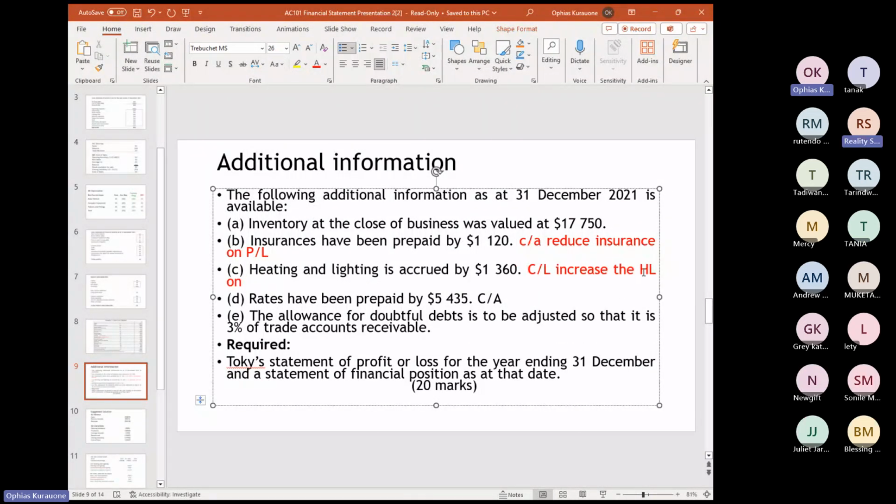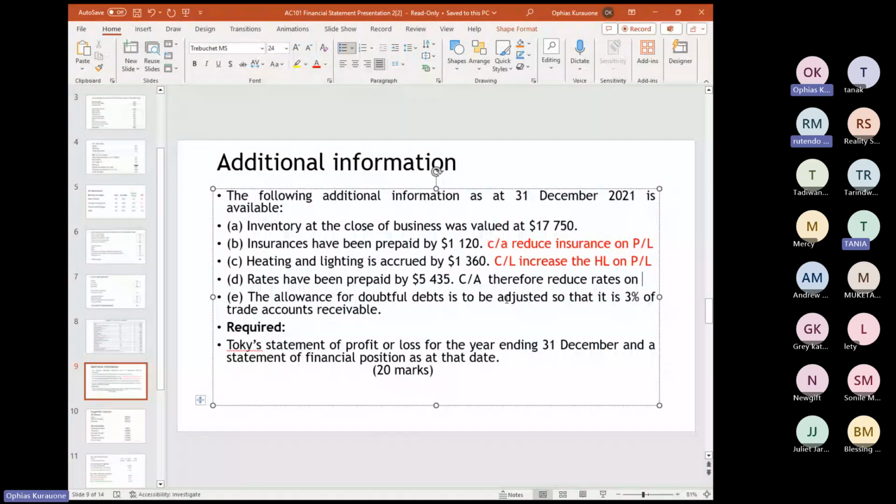For P and L, I'm saying it's profit and what? Loss account. And then rates have been prepaid by 5 what? This is the current assets. Then you are going to say prepayment, so reduce rates on P and L. Therefore, reduce rates.